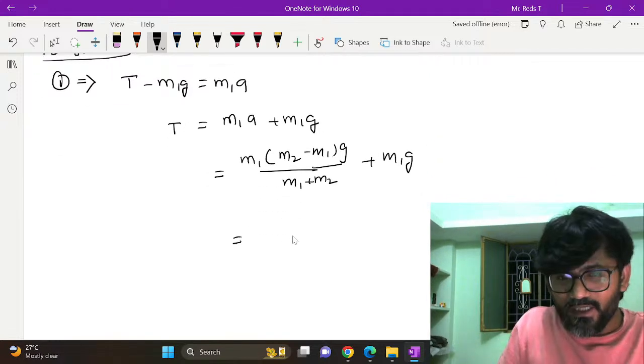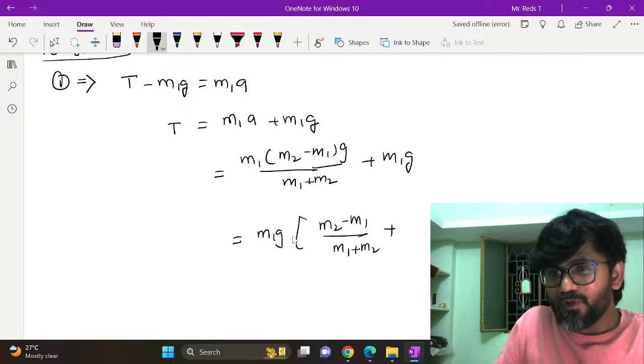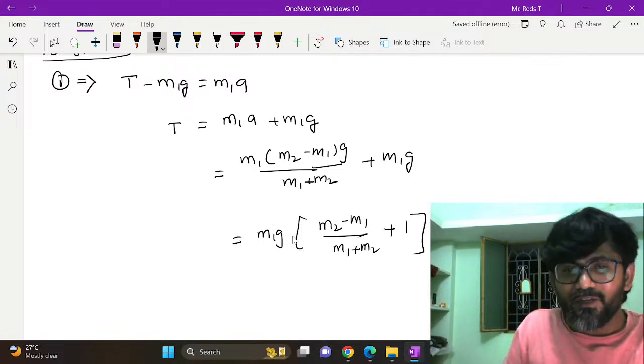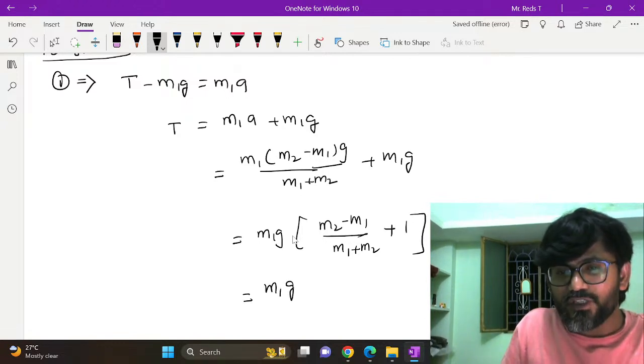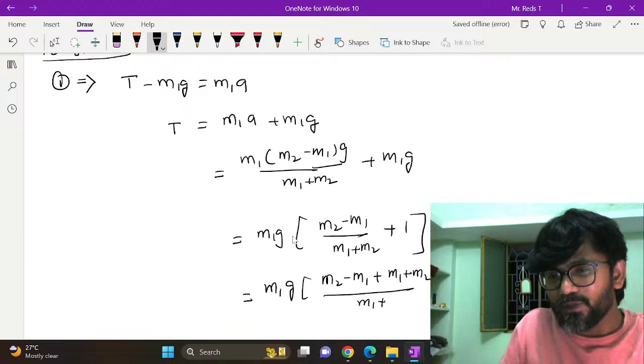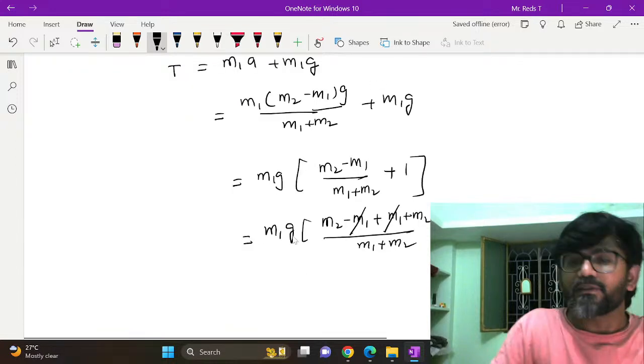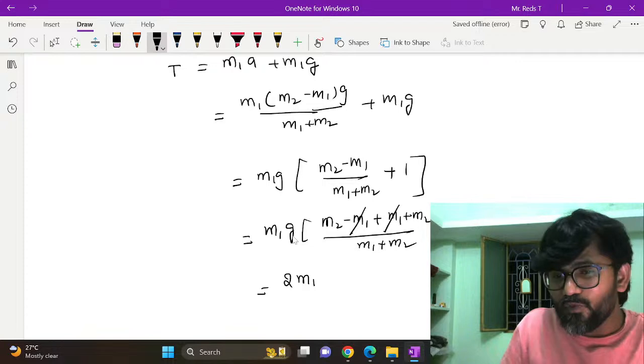Take this m1 out. So you can take here m1g out. So we will get (m2 minus m1) by (m1 plus m2) plus m1g out. So 1 is there. Now on simplifying this further, we get m1g into (m2 minus m1) plus m2 by m1 plus m2. Here minus m1 plus m1 gets cancelled. m2 plus m2 will be remaining there. So m2 plus m2 gives you 2m2. That 2m2 into m1 will give you 2m1m2 into g by (m1 plus m2).